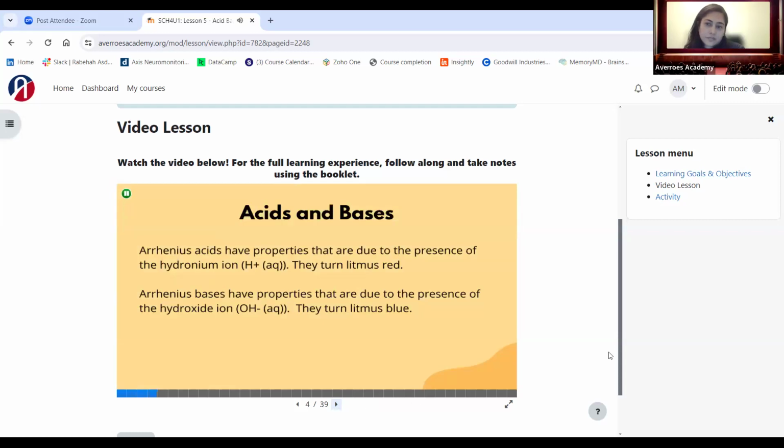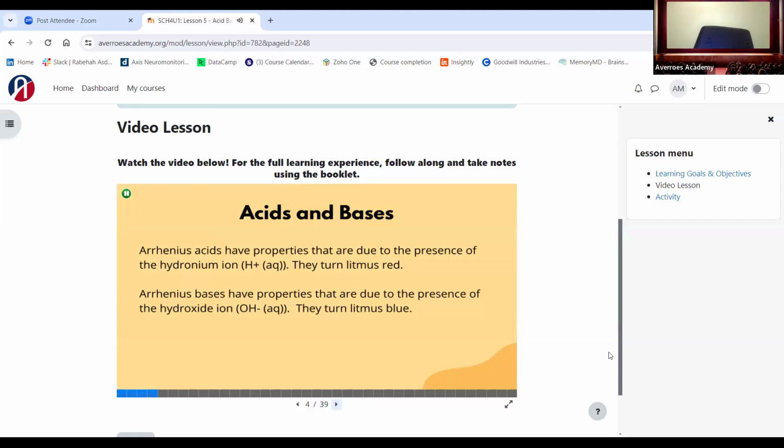So acids and bases, you should be pretty familiar with what acids and bases are. You started learning about that in grade 10. They are electrolytes that form aqueous solutions, and they have unique properties. Acidic solutions, remember, like vinegar, are sour tasting and conduct electricity, whereas basic solutions also conduct electricity, but are generally bitter tasting and feel slippery.